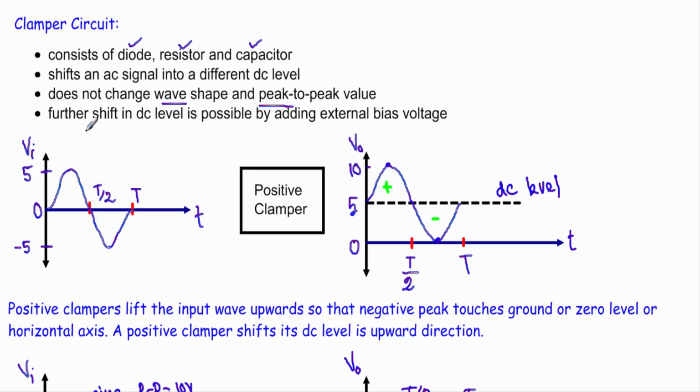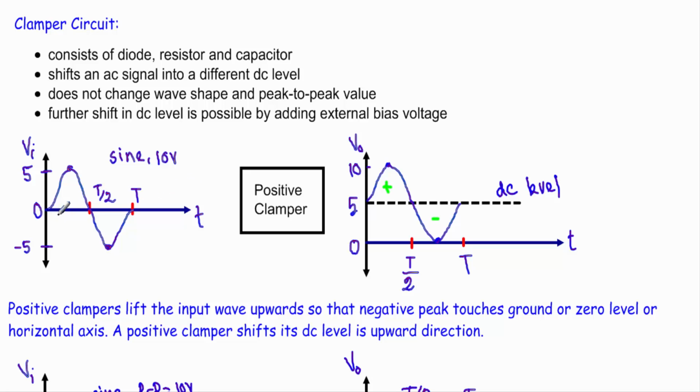Another thing is that if we want to make any further shift in the DC level, we can do that by adding an external bias voltage, either in the positive direction or in the negative direction. Now let's say I have an alternating voltage. This is a sine wave and it has a positive peak of plus 5 volt and a negative peak of minus 5 volt. Therefore it has a peak to peak value of 10 volt.